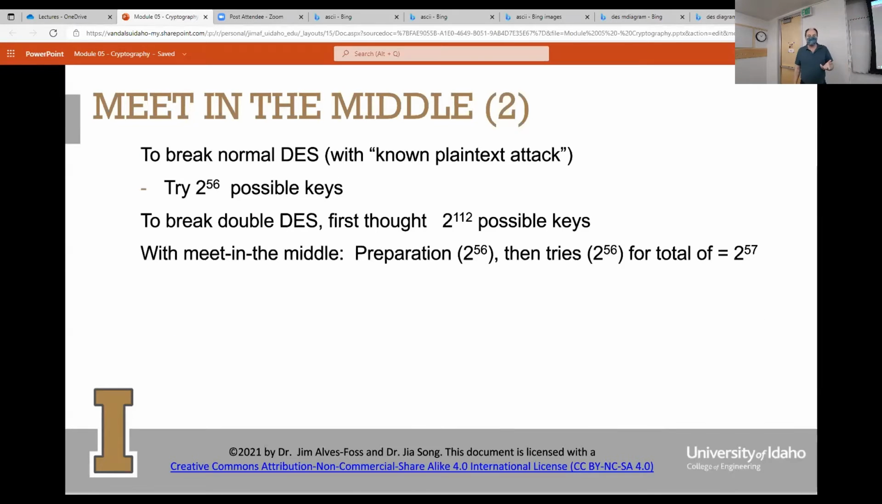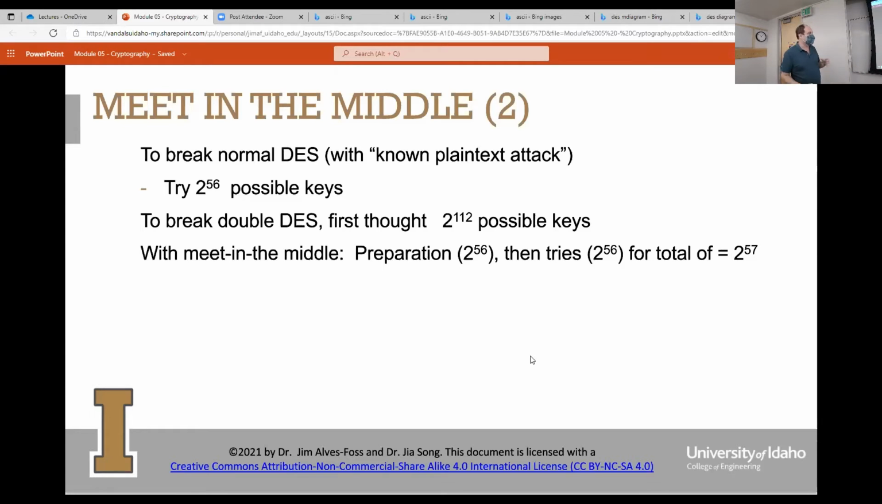So to break normal DES with known plain text, we try 2 to the 56 possible keys. Double DES, they thought it was 2 to the 112 because you had 2 56-bit keys. Meet in the middle: you prepare it with 2 to the 56 work, and then you try it. So I prepare it once with that known plain text, and then I try all possible keys to see if it's there. It's 2 to the 57 possible strength, not 2 to the 112.